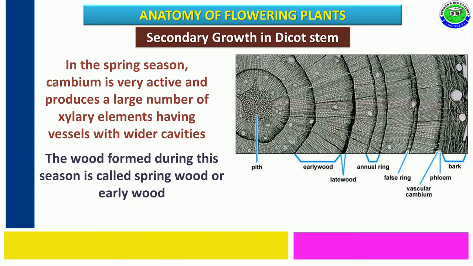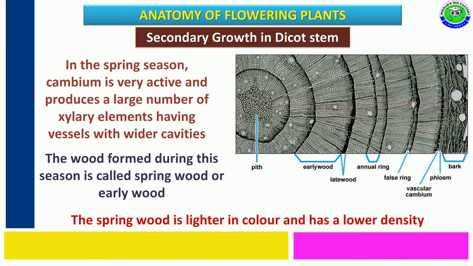Now, such xylem which is formed in the spring season is referred to as spring wood or early wood. The spring wood is generally lighter in color. Along with that, due to having a wider lumen in the xylem elements, it has lower density.